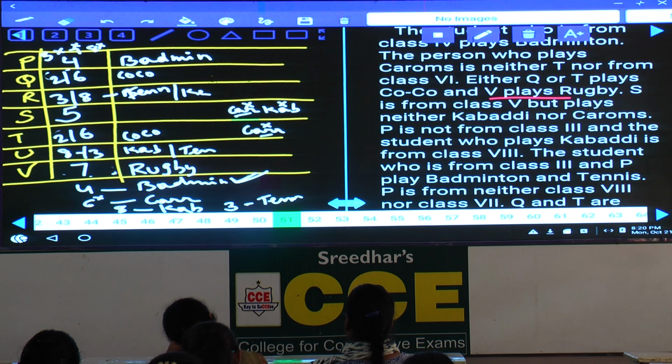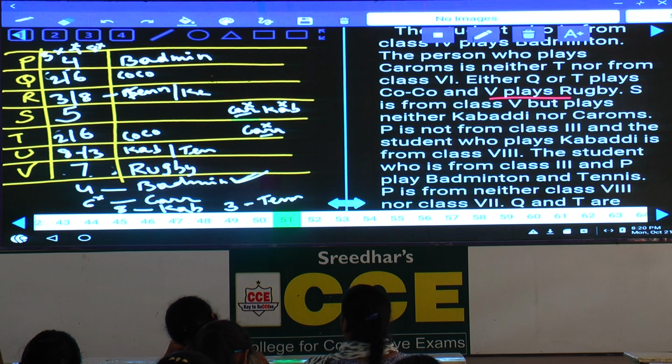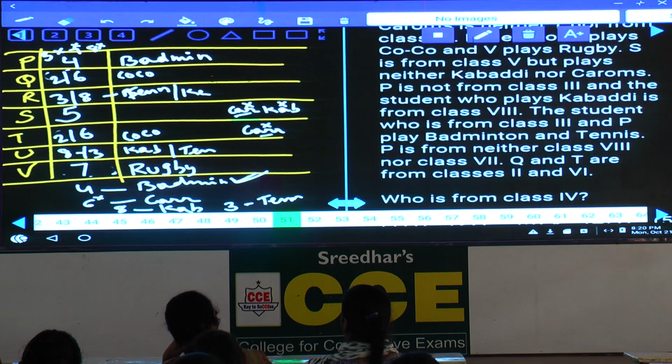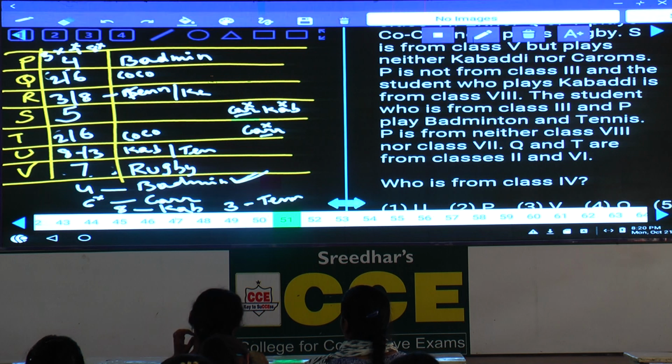S is from class 5 but plays neither kabaddi nor caroms. P is not from class 3 and the student who plays kabaddi is from class 8. Then next one: the student who is from class 3 and P play badminton and tennis. P plays badminton and tennis. Next one: P is from neither class 8. Q and T are from 2 and 6.